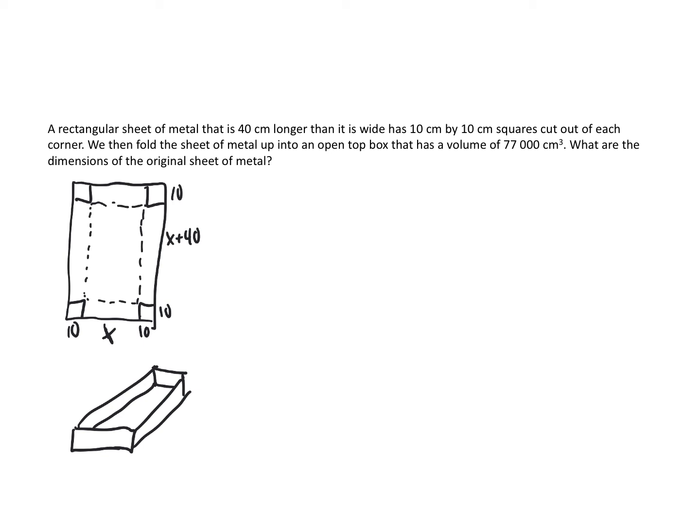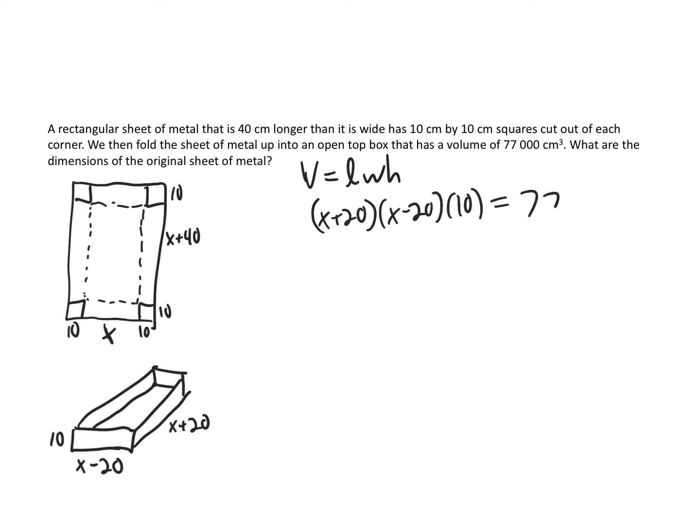Now the dimensions of the box, well, we're going to have x minus 20, 2 times 10, because we're taking 10 away from both sides. x plus 40 minus 20, which ends up being x plus 20, and then a height of 10. Now volume is length, width, height. Well, our length is x plus 20, our width is x minus 20, and our height is 10, and we were told the volume was 77,000.